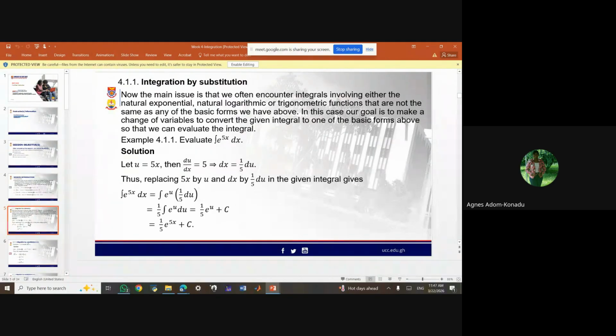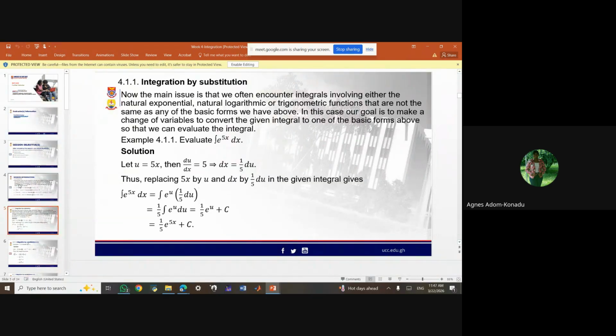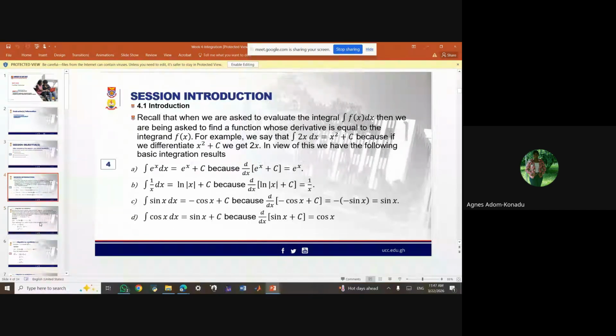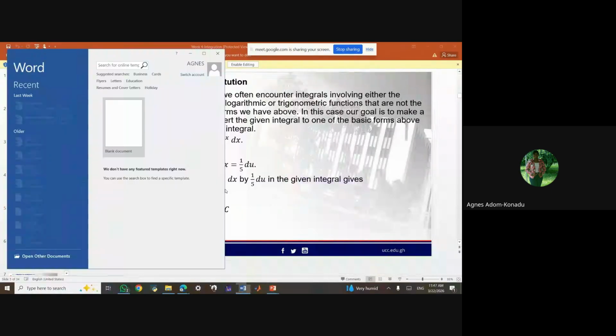So what we are saying is, we are given some basic rules here. But what happens if the function given does not fall under these? Sometimes we have to change the variables to look like what we have there so that we'll be able to apply the rules. So for example, if I have the integral of e to the power 5x.